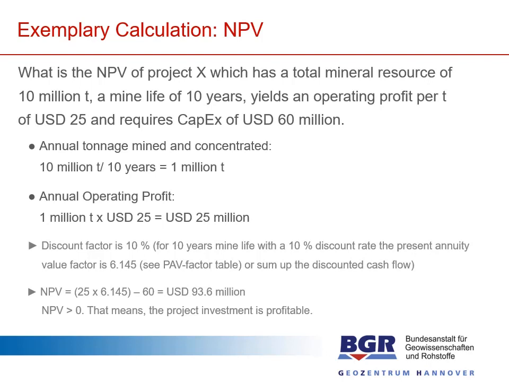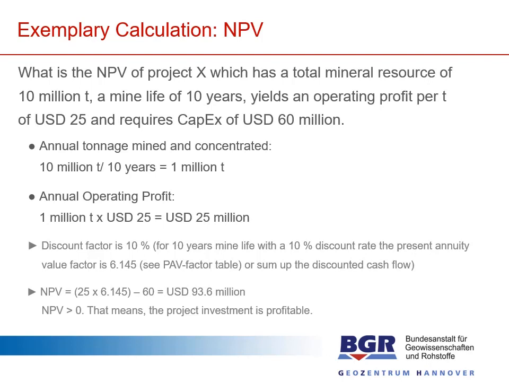Applying a discount rate of 10% results in a present annuity value factor of 6.152 over the 10 years mine life on average. For the first year it's almost 0.91, and for the last year it's less than 0.4. So the net present value is then not 25 million times 10 years minus 60, but 25 million times 10 years times 0.61 minus 60. So the net present value for this particular project would be $93.6 million.